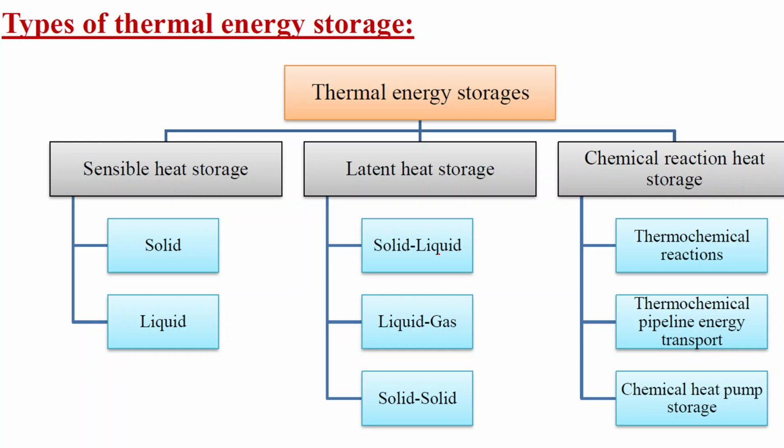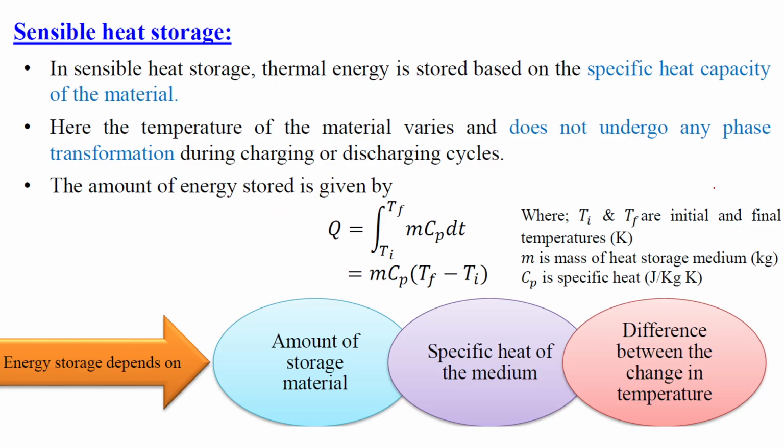There are different types of thermal energy storage devices, mainly sensible heat storage, then latent heat storage, and then chemical reaction heat storage. So coming on to sensible heat storage, basically the thermal energy is stored based on the specific heat capacity. So here, no phase transformation takes place. No phase transformation should take place in this case if you are trying to store sensible heat. The thermal energy is stored based on the specific heat capacity of the material.